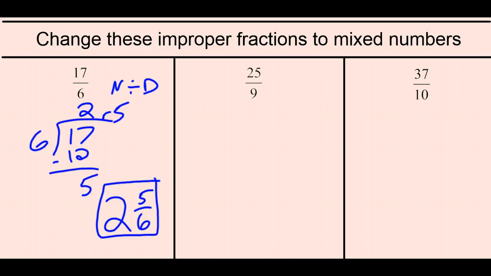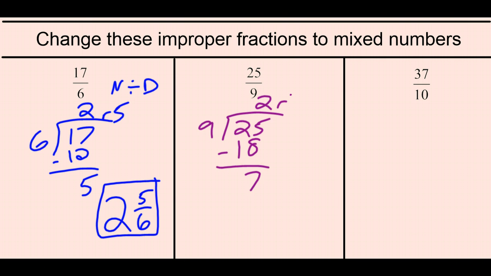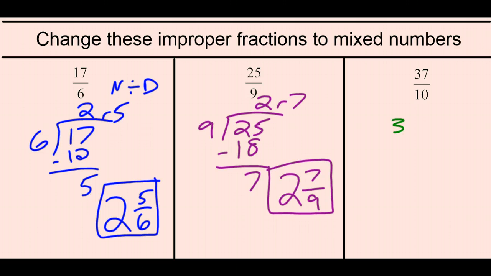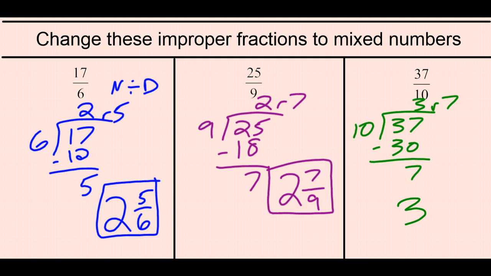For 25/9, we have 25, numerator, divided by 9. 9 goes into that twice, with a remainder of 7. That means we have 2 full sets of 9 and 7/9 remaining. So that means our mixed number is 2 and 7/9. And finally, for 37/10, numerator divided by denominator goes into 37 3 times, with a remainder of 7 again, 3 full sets of tenths, and 7/10 remaining for an answer of 3 and 7/10.